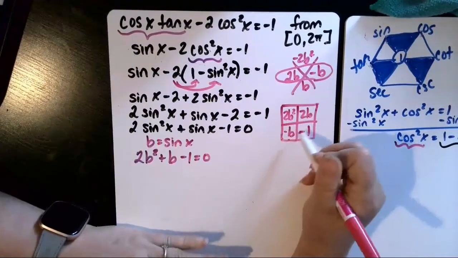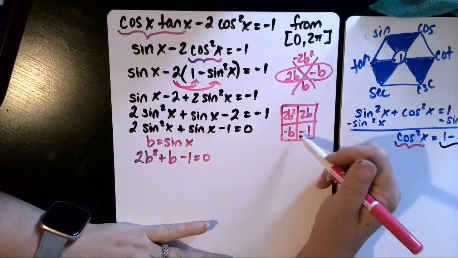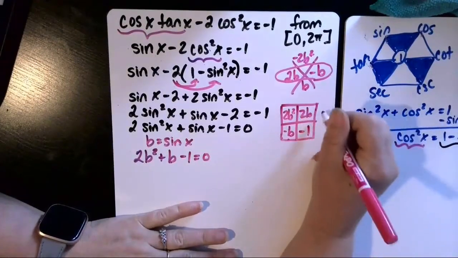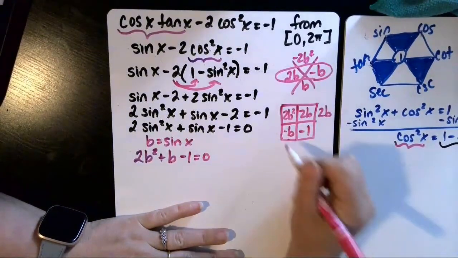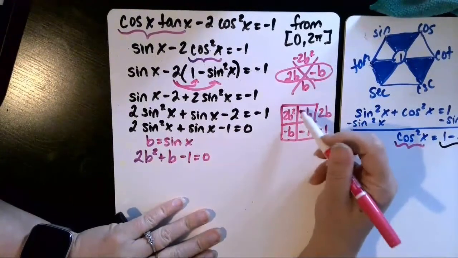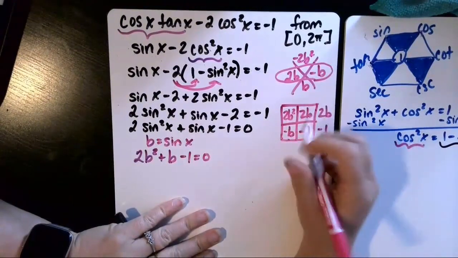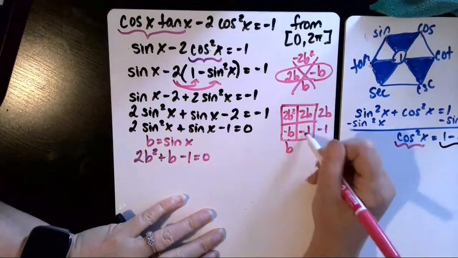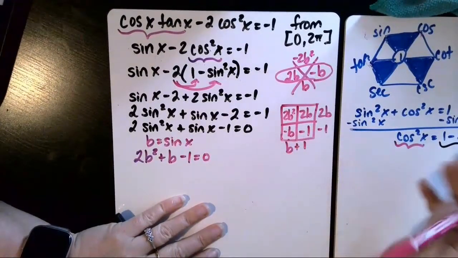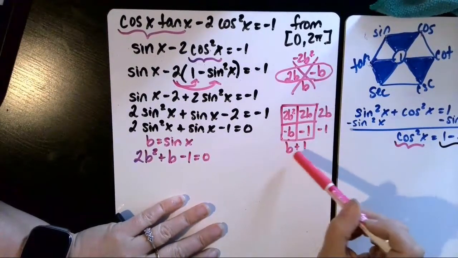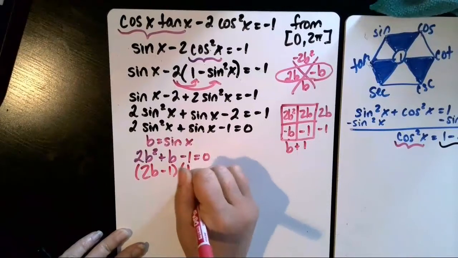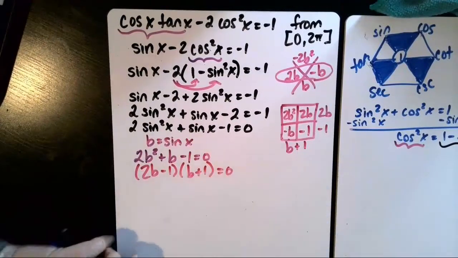And then we're going to go across each horizontal and up and down each column looking for the GCF. So 2b squared and 2b have a greatest common factor of 2b. Negative b and negative 1 have a greatest common factor of negative 1. Then up and down the first column, 2b squared and negative b have a b in common, and 2b and negative 1 in the second column have just a 1 in common. And those will be the factors, 2b minus 1 and b plus 1. So we'll write those factors, 2b minus 1, b plus 1, and that equals 0.